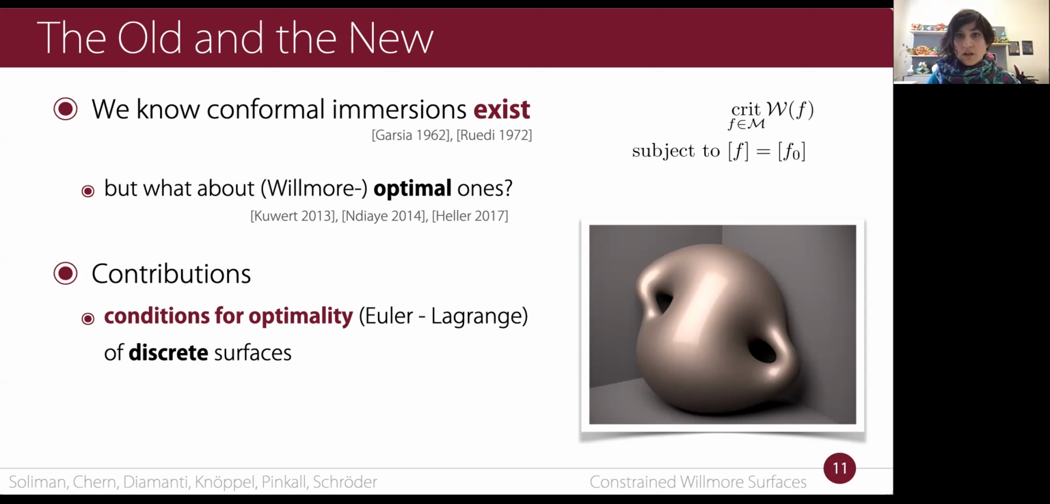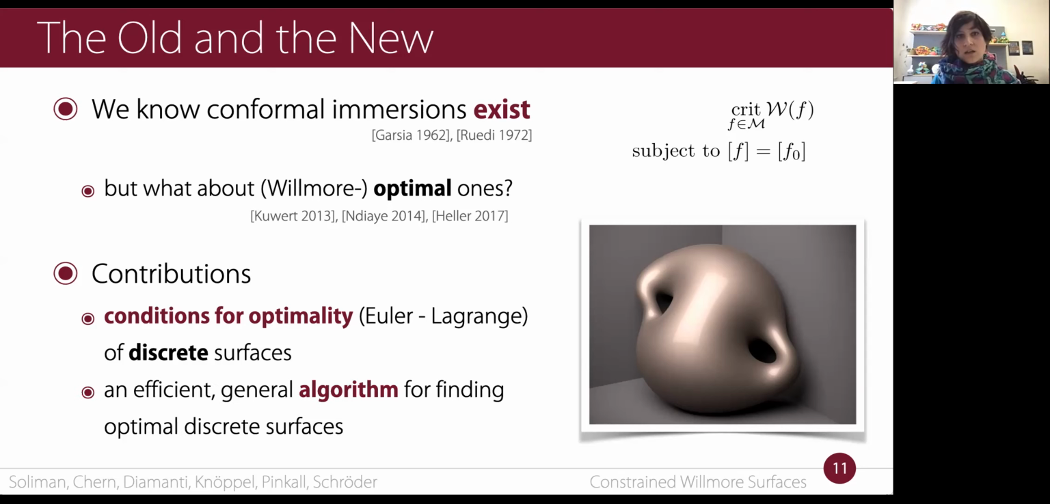And we also have an algorithm. We have an algorithm for actually producing these surfaces, which exactly solves this Willmore optimization problem under the conformal constraint. Both energy and constraints are nonlinear. But of course, this algorithm is not limited to Willmore specifically, so it can handle other energies as well.